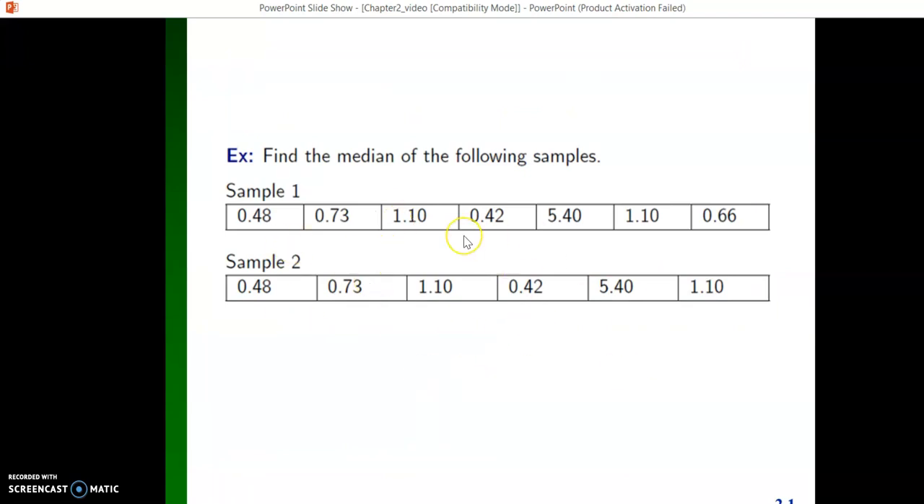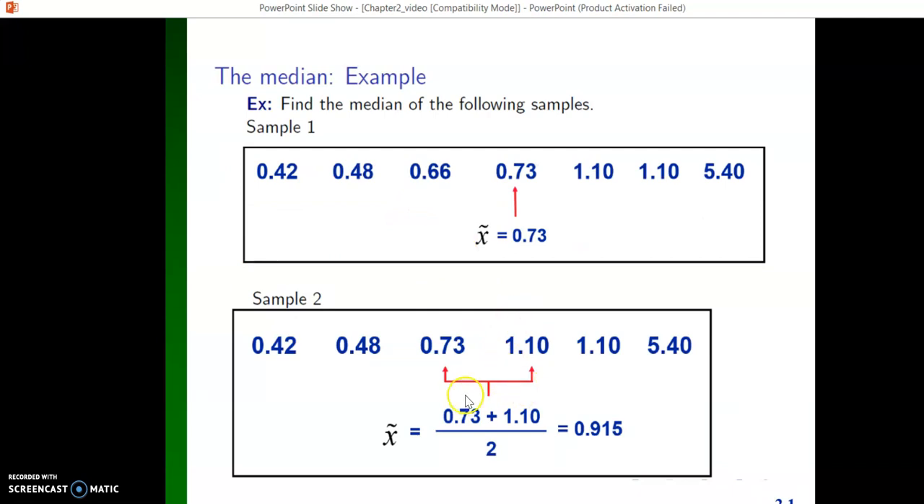Here's an example for you. Try that and check with my answers. So you can see the answers here.